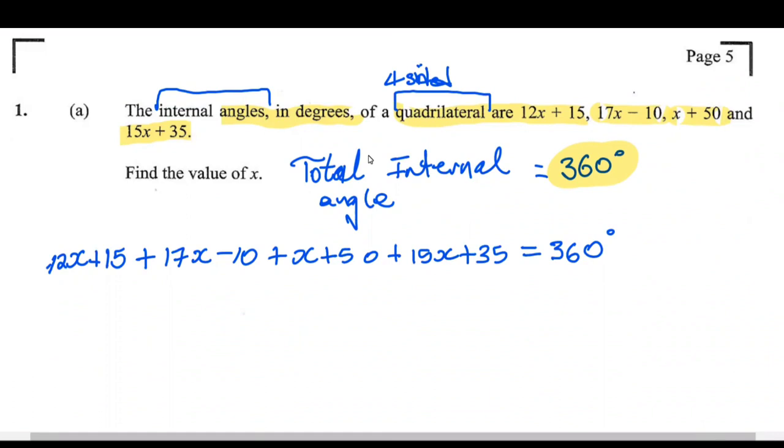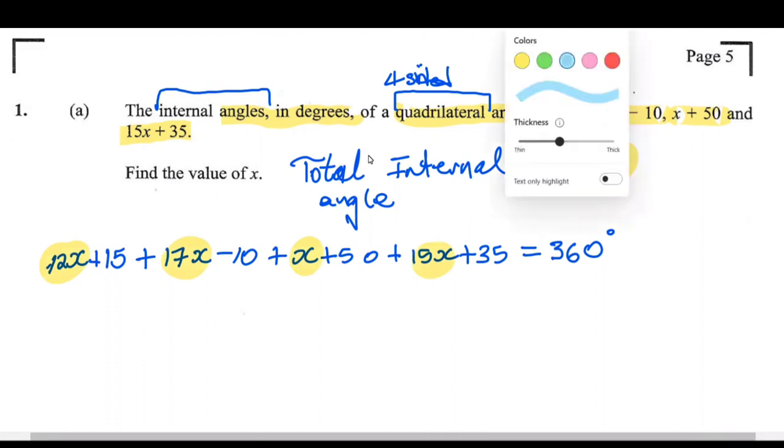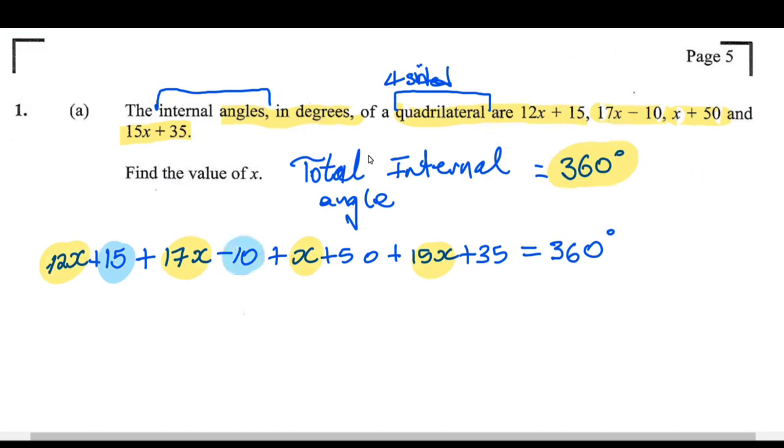Now, with that said, we want to group the like terms. For example, 12x, 17x, x, 15x, they are alike. We want to put them together. Likewise, 15, negative 10, positive 50, and 35, we also want to group those. So let us go. 12 plus the 17, that's 29. 29 plus one more x, that's 30. And 15, we get 45x. So when we add up the x's together, we get a total of 45x.